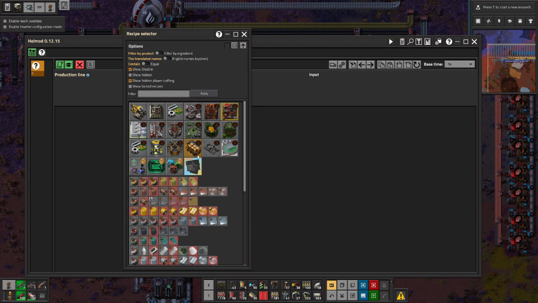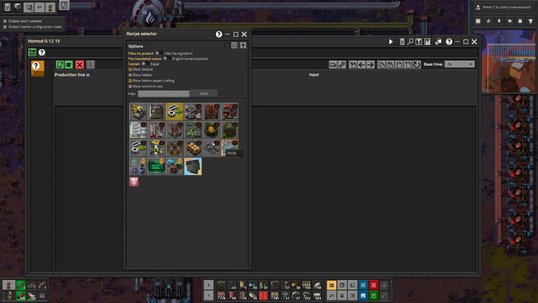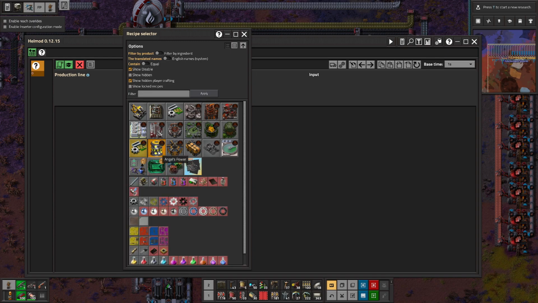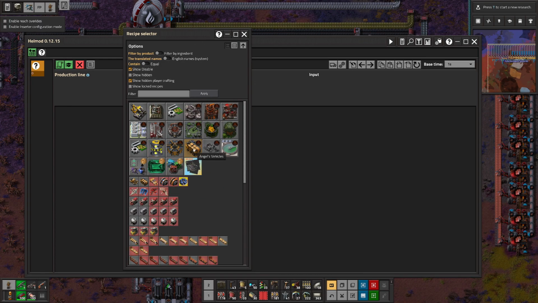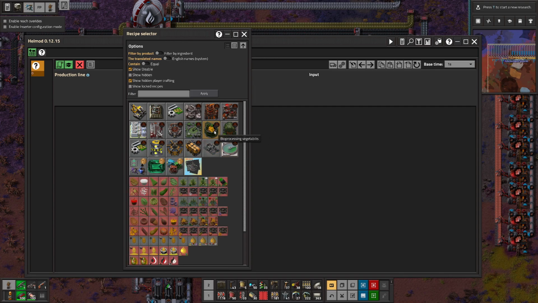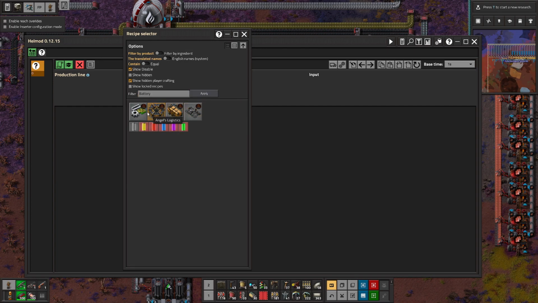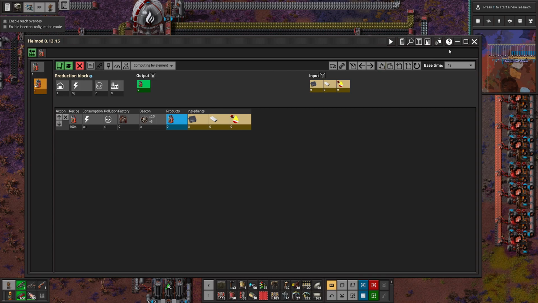All right. Now what I'm thinking we're going to need the lead plate for is for, where are you? It's going to be for batteries. Where are the batteries? Let's just do it the easy way. There you are, battery. Yep, it wants lead plate.